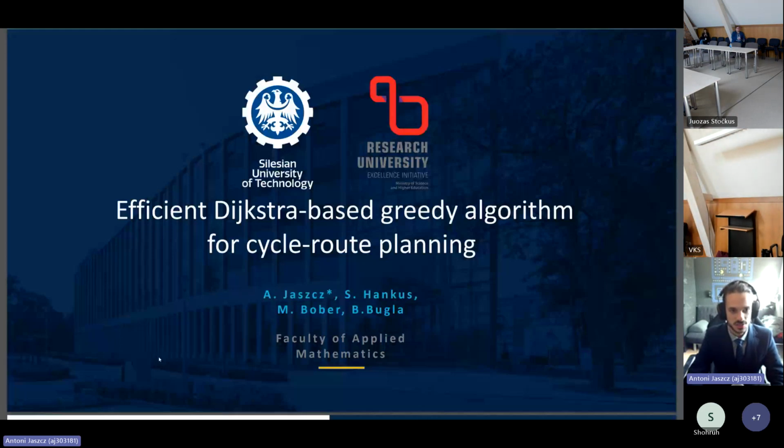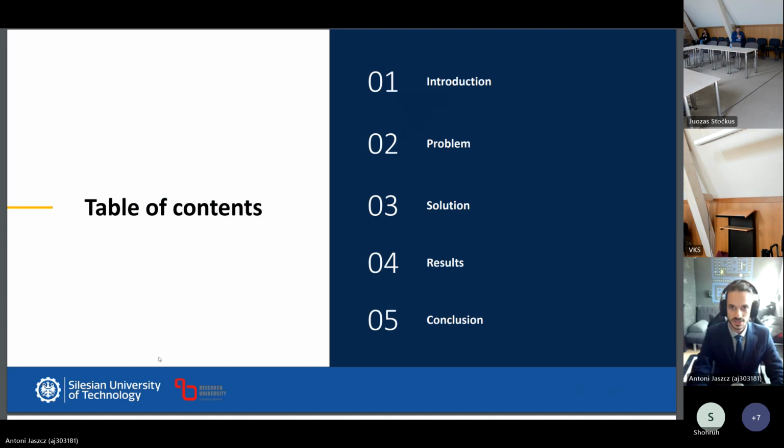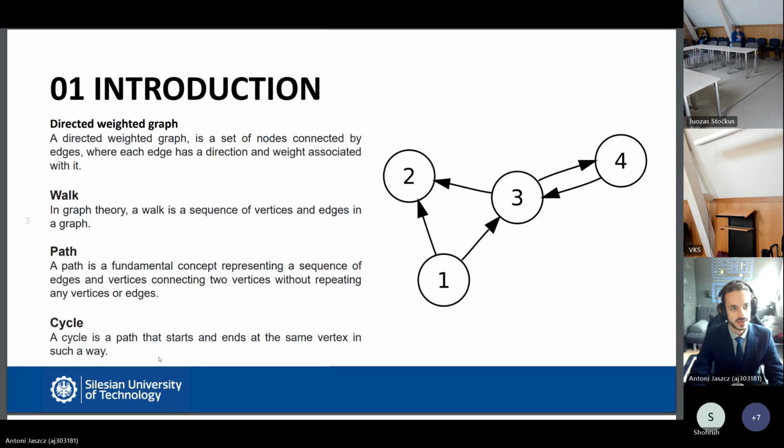I'm from the Silesian University of Technology, and today I'll present an efficient Dijkstra-based greedy algorithm for cycle route planning. The presentation will be divided into 5 parts, first being introduction, then problem, solution, result, and lastly conclusion. In the introduction, I'll briefly talk about graph theory and the terminology related to that.